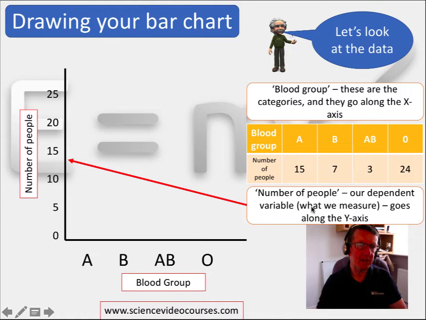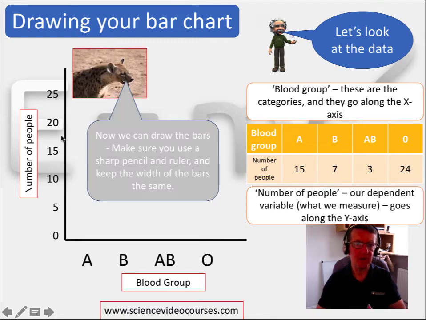You need to spread the axis out evenly. At this point, if you're using graph paper, use at least half of the graph paper area, and then you have your evenly spaced y-axis here, and don't forget to label number of people. Having done this, we're now ready to start drawing our bars. For this you need to get out your sharp pencil, your ruler and your colours if you've got any. It's important to keep the width of the bars the same.